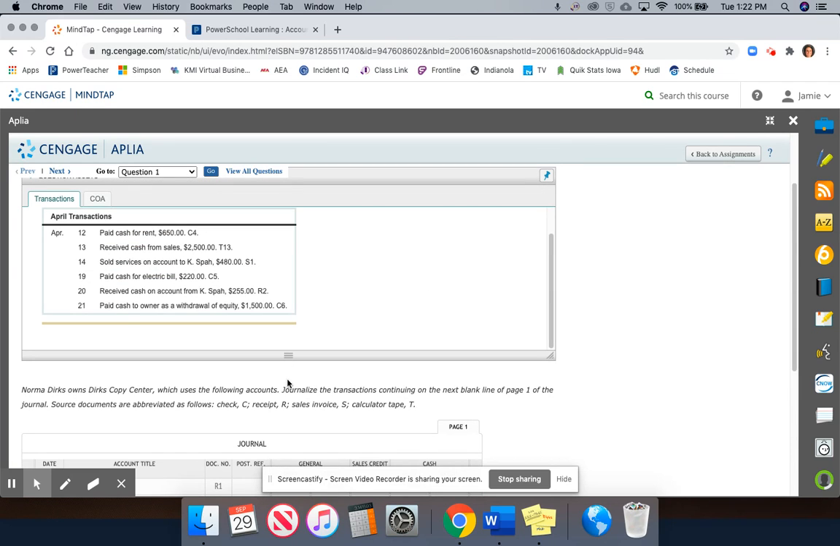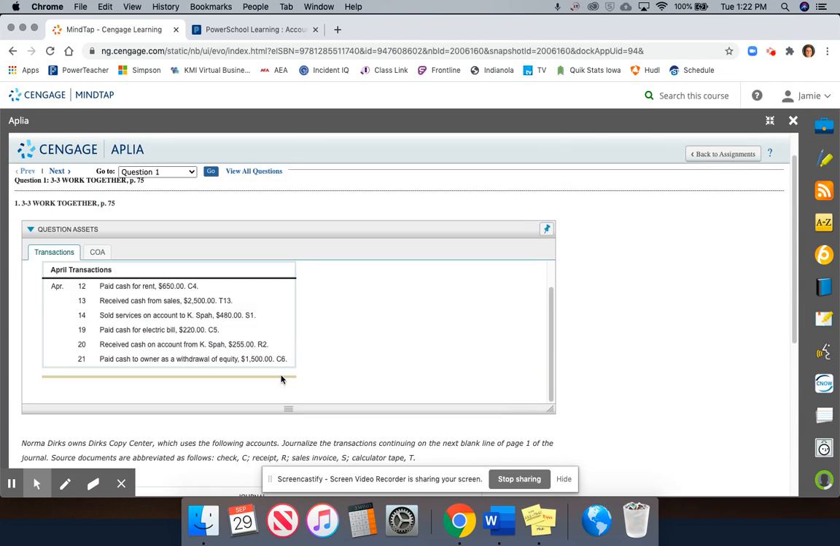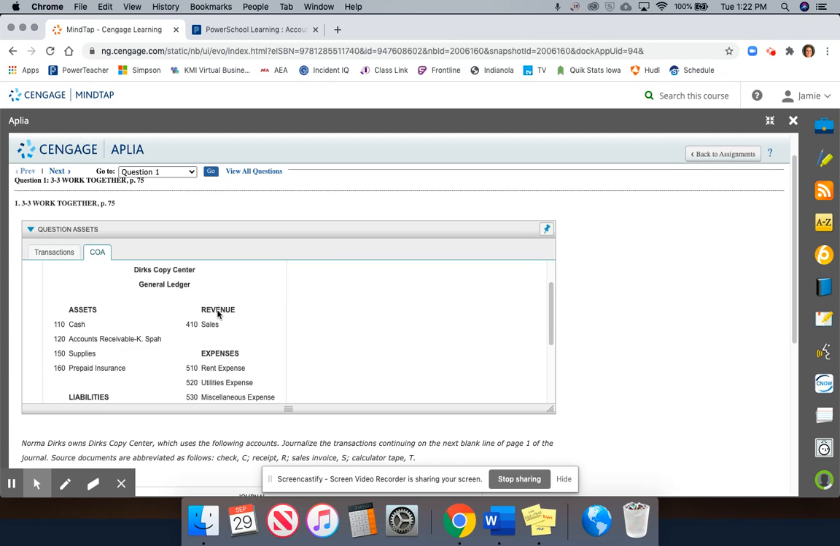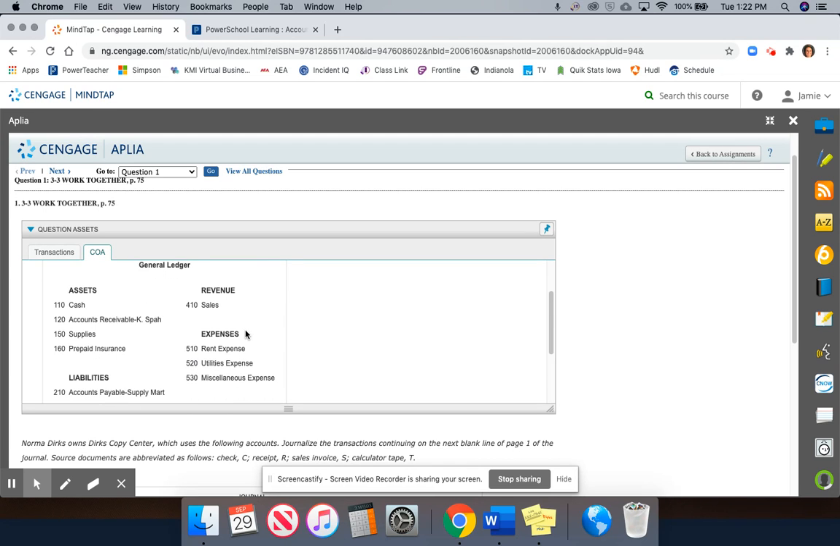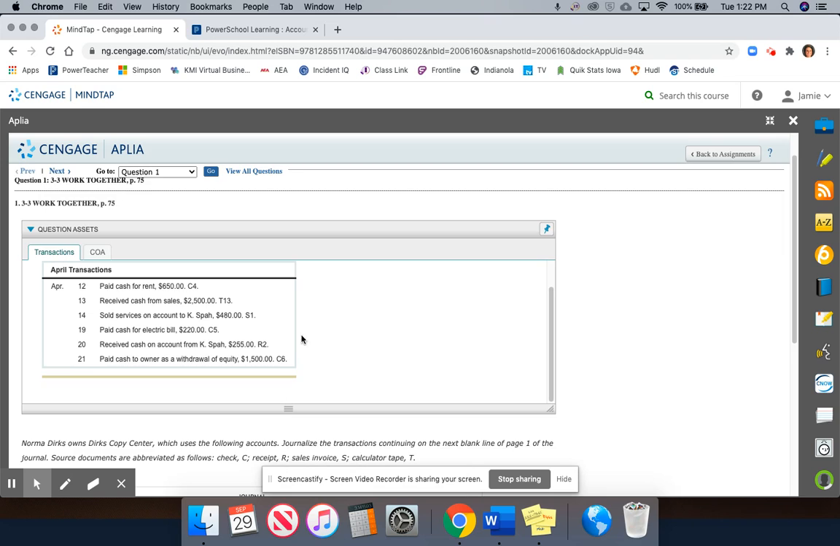We'll move on to the 19th, paid cash for the electric bill. So the electric bill, that could be included under a lot of different things. So I'm going to look into our expenses. Well, it's not rent expense. Miscellaneous expense is used rarely. Now, our electric bill, that's going to be something that is monthly, so it wouldn't be miscellaneous. Miscellaneous would be things that don't happen very often. So we will use utilities expense for the electric bill.